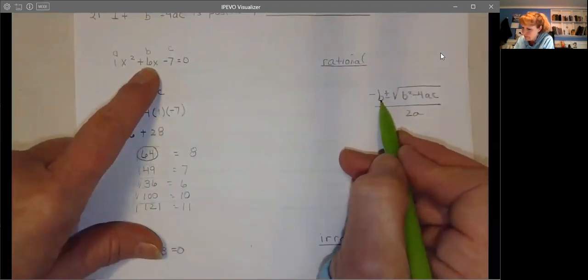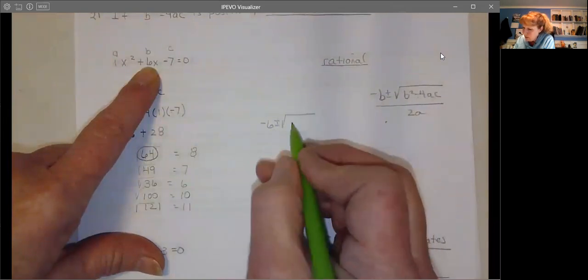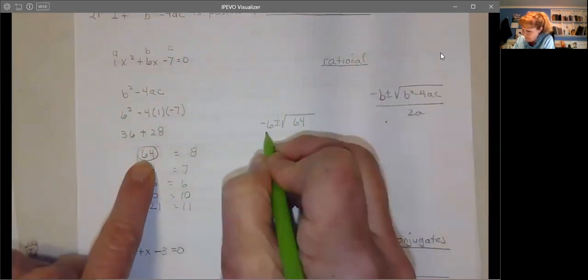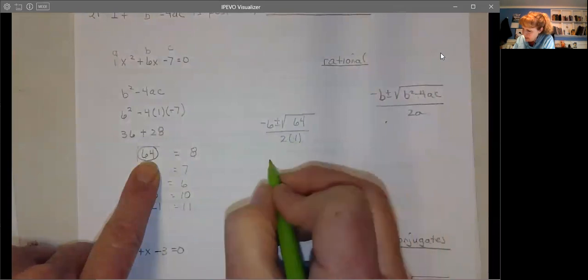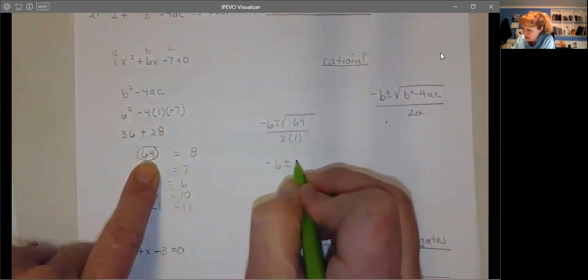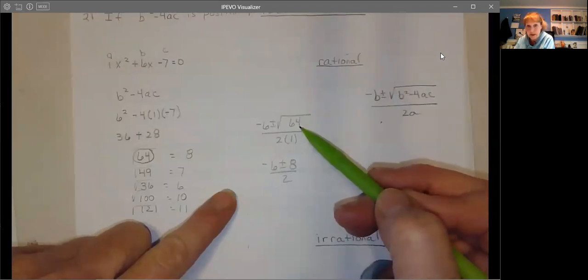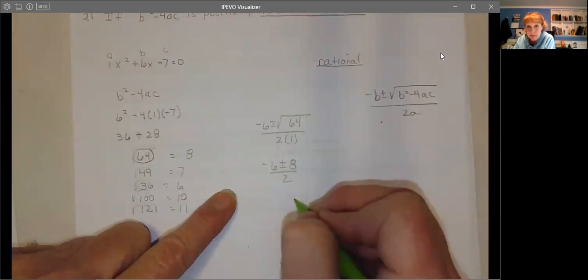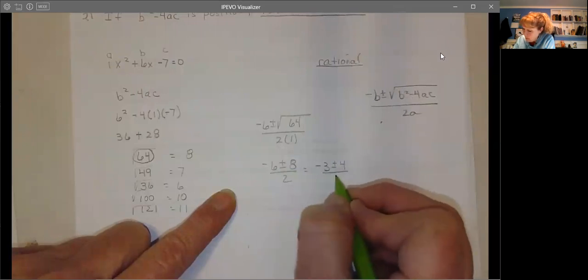We'll take the opposite of b, which is a negative 6, plus or minus the square root of b squared minus 4ac, which is 64, all over 2, and our a is 1. So we end up with negative 6 plus or minus 8. I no longer have a radical. That's why it's rational. And it's real because there's not a negative inside here, so it's not imaginary. Here you could divide everything by 2 if you want to, and that would be over 1.